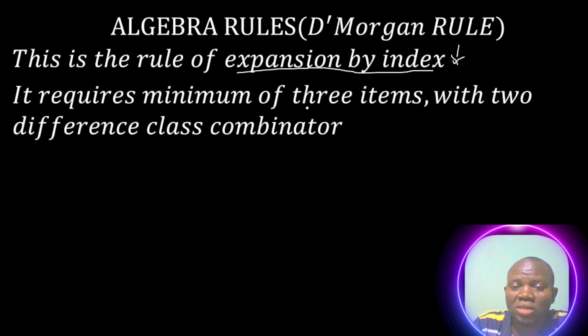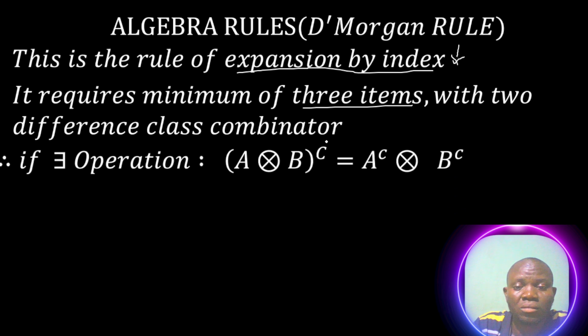The rule requires 3 items, which is 3 numbers and 2 signs. We are going to see it. The rule is telling us that if there exists an operation such that we have A combined with B, all in bracket, and C is now the power, then C will be distributed over B, and C will be distributed over A as well.